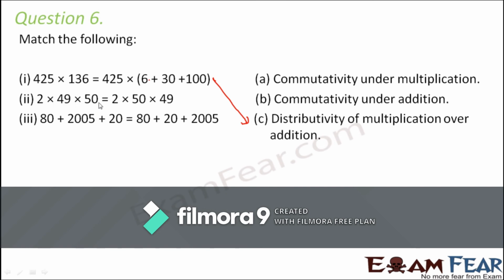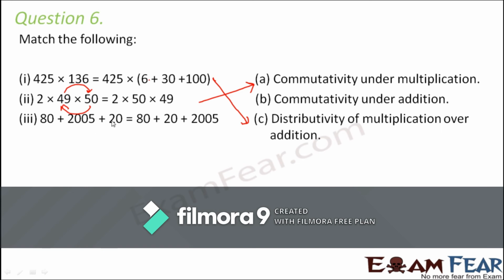Second one, 2 into 49 into 50 is equal to 2 into 50 into 49. What have we done? We have done nothing. We have just exchanged the position. So wherever we talk about exchange, we talk about commutative property. Now this involves multiplication. So this is commutativity under multiplication.